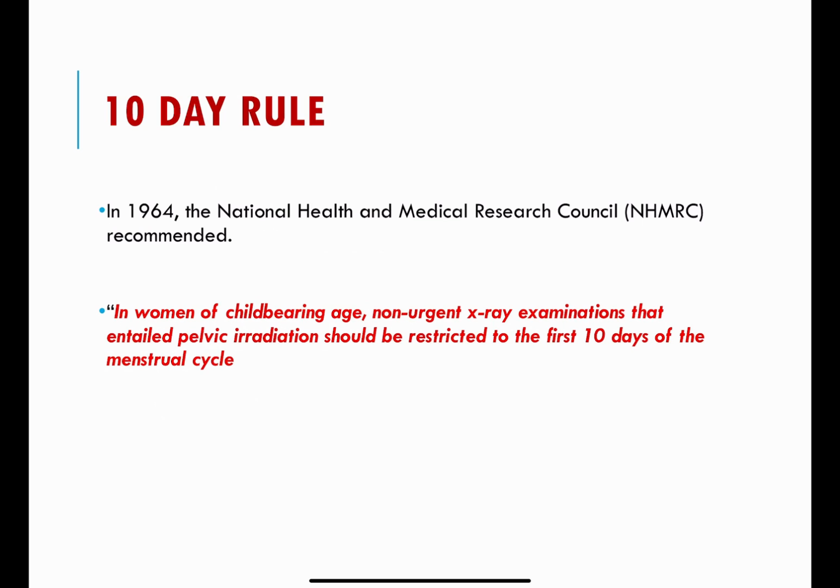For the 10 days rule, the National Health and Medical Research Council recommended in the year 1964 that in women of childbearing age, non-urgent X-ray examinations that entail pelvic irradiation should be restricted to the first 10 days of the menstrual cycle. So once the menstruation stops, up to the next 10 days, a woman of childbearing age should not be exposed to ionizing radiation.